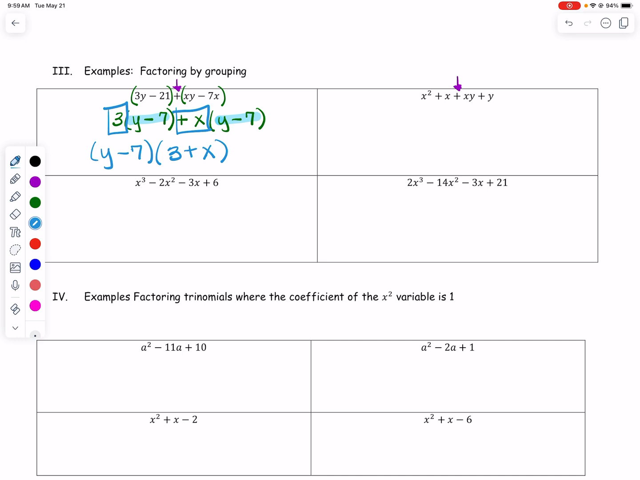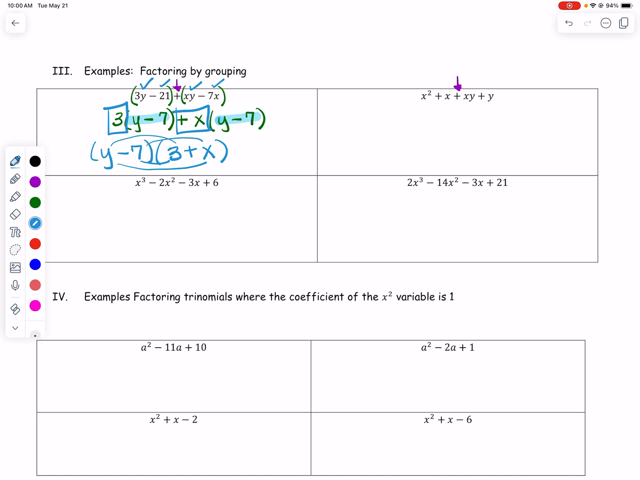Now, I could FOIL this to check it. It doesn't matter what order it's in. If I take y times 3, I get 3y. If I take y times x, I get xy. If I take negative 7 times 3, I get negative 21. And if I take negative 7 times x, I get negative 7x, which is what I started with.